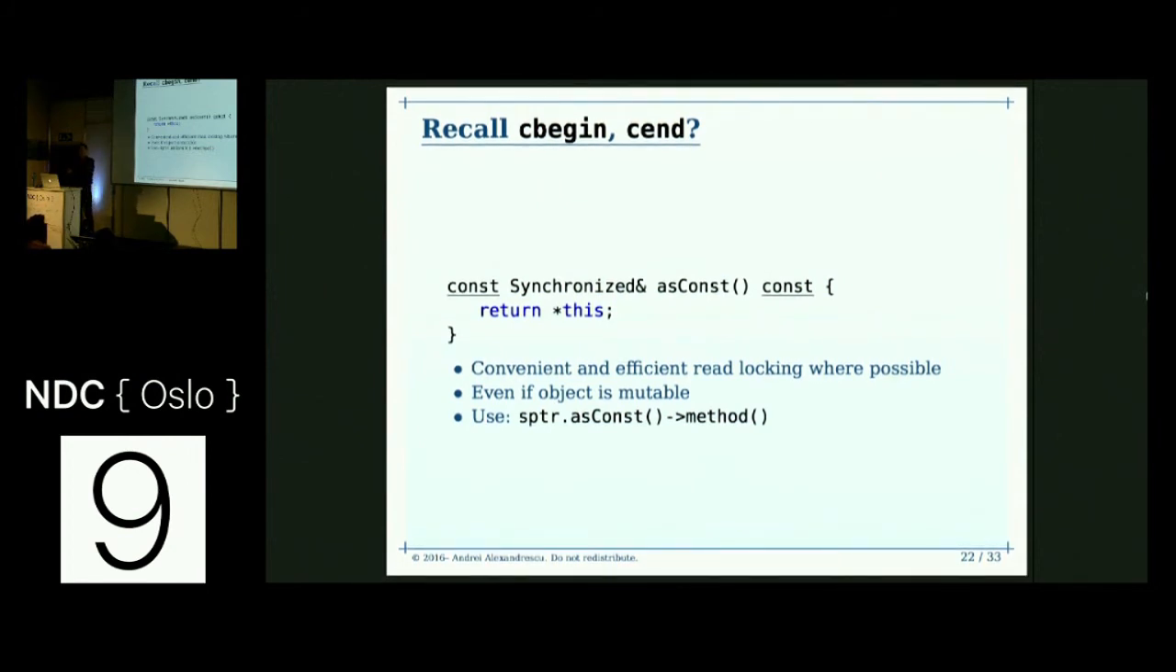Who can tell us what cBegin and cEnd do in C++11? cBegin, cEnd, yes. They return a constant iterator for a mutable object. Right? For a regular non-const container, they return const iterators. Do you need them? Are they necessary, or are they convenience?